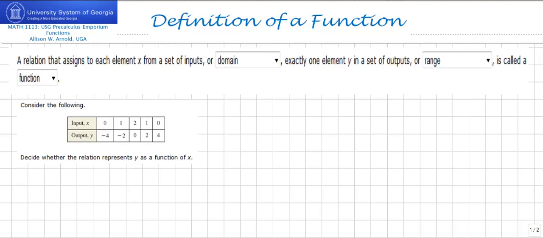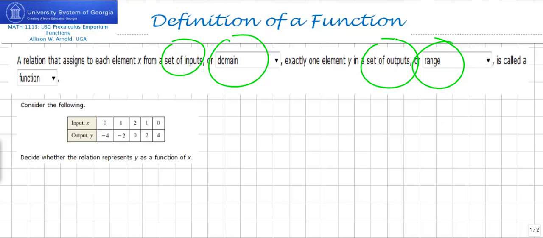Let's define a function. A function is a relation or a formula, if you will, or a graph or a table that assigns to each element x from a set of inputs exactly one element y in a set of outputs. The set of inputs for a function is called the domain, and the set of outputs is called the range.